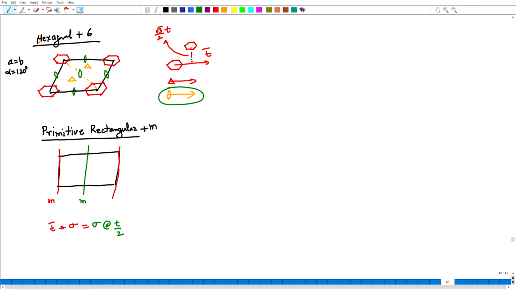So, here we can easily put our motifs to look at the pattern. If I put a motif out here, it will reflect by the mirror, it will come here, and then the translations can take it to the other locations.